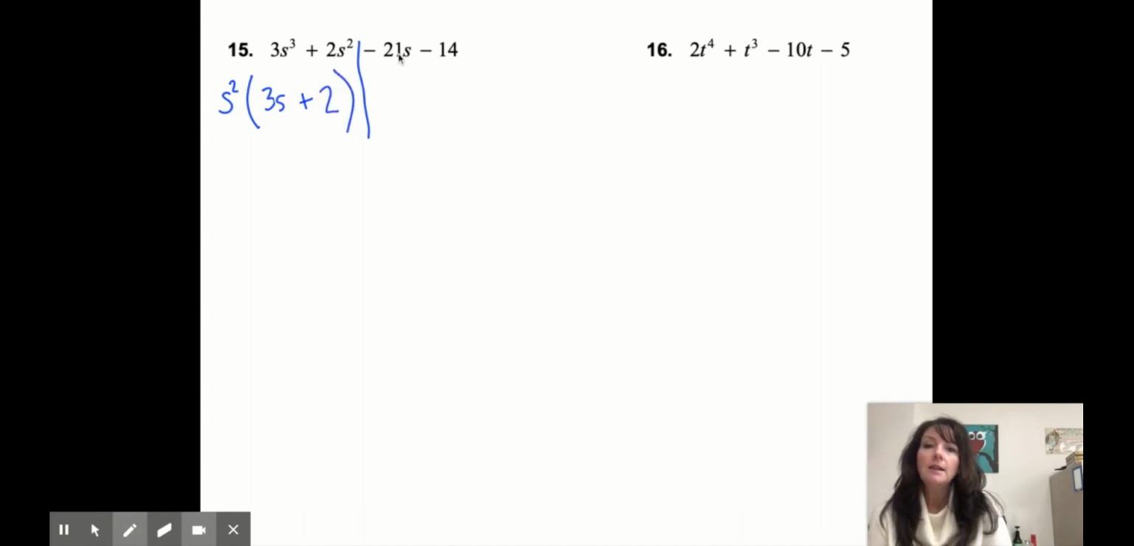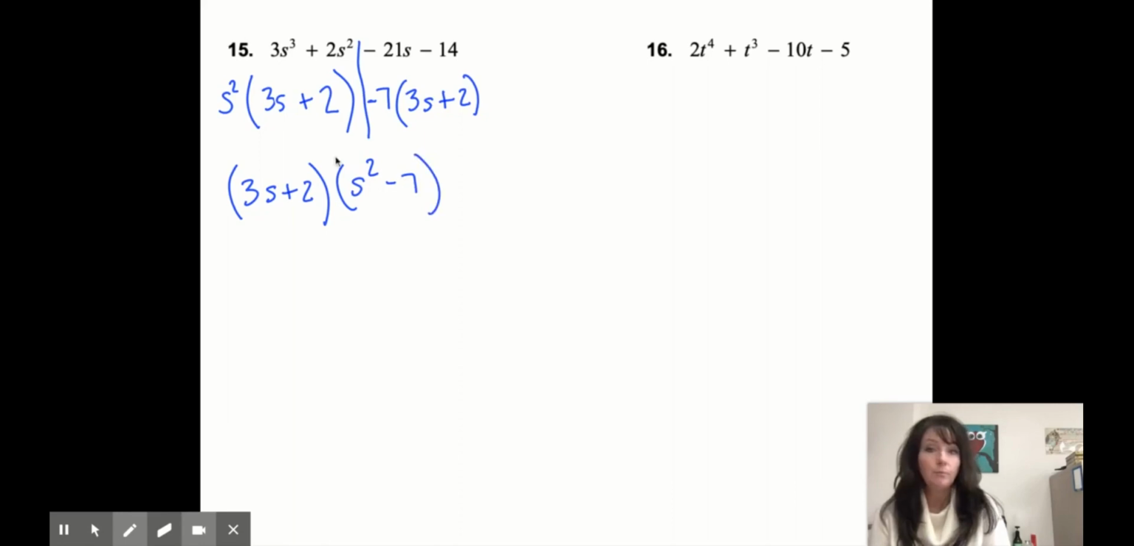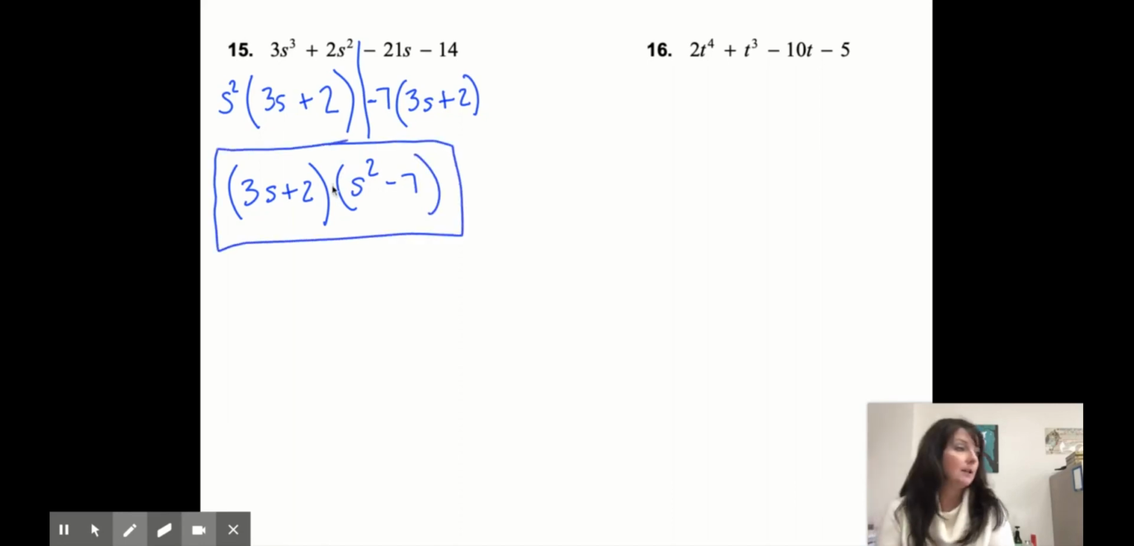over here. And then here, it looks like they both have a common factor of 7. Since I want this in between to be positive, I'm going to make it a -7. And then that divided by that is 3s, and 14 divided by -7 is plus 2. So I have my common binomial factor. So I can write 3s plus 2. Any common factors? Nope. S squared minus 7. Is this a difference of 2 squares? Nope. So we know that we've factored it completely.